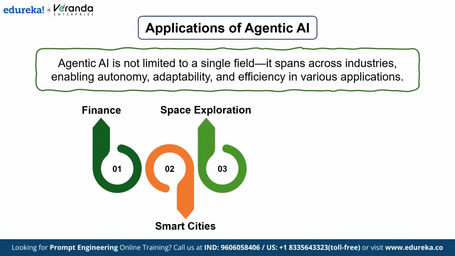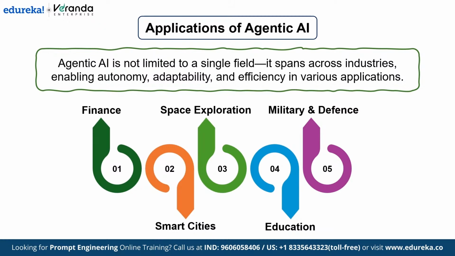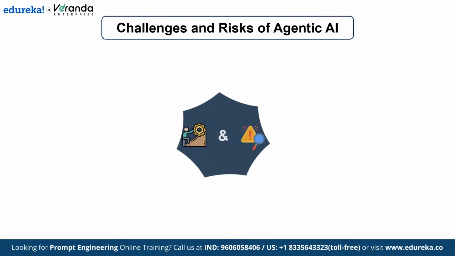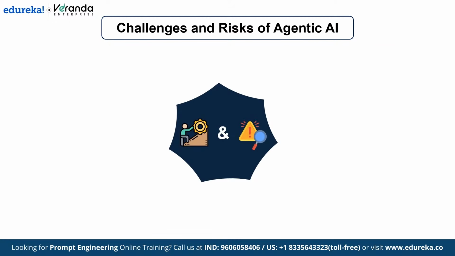In space exploration, autonomous spacecraft and planetary rovers such as NASA's Mars rovers perform exploration tasks independently. In education, AI-powered tutors like Carnegie Learning provide personalized instruction by adapting to individual learning styles. In military and defense, autonomous drones and surveillance systems improve situational awareness and decision-making, such as AI-driven surveillance drones in defense applications. Now, let us see the challenges and risks associated with Agentic AI.